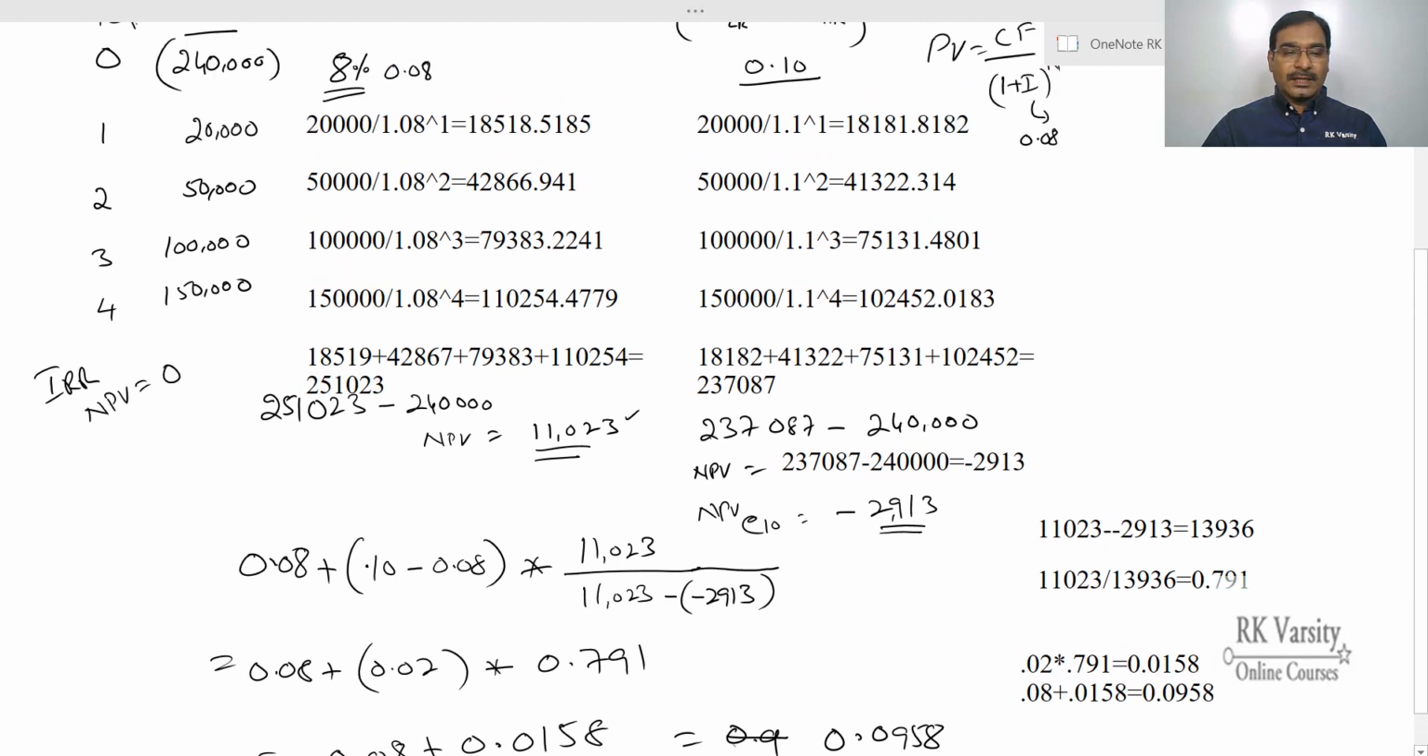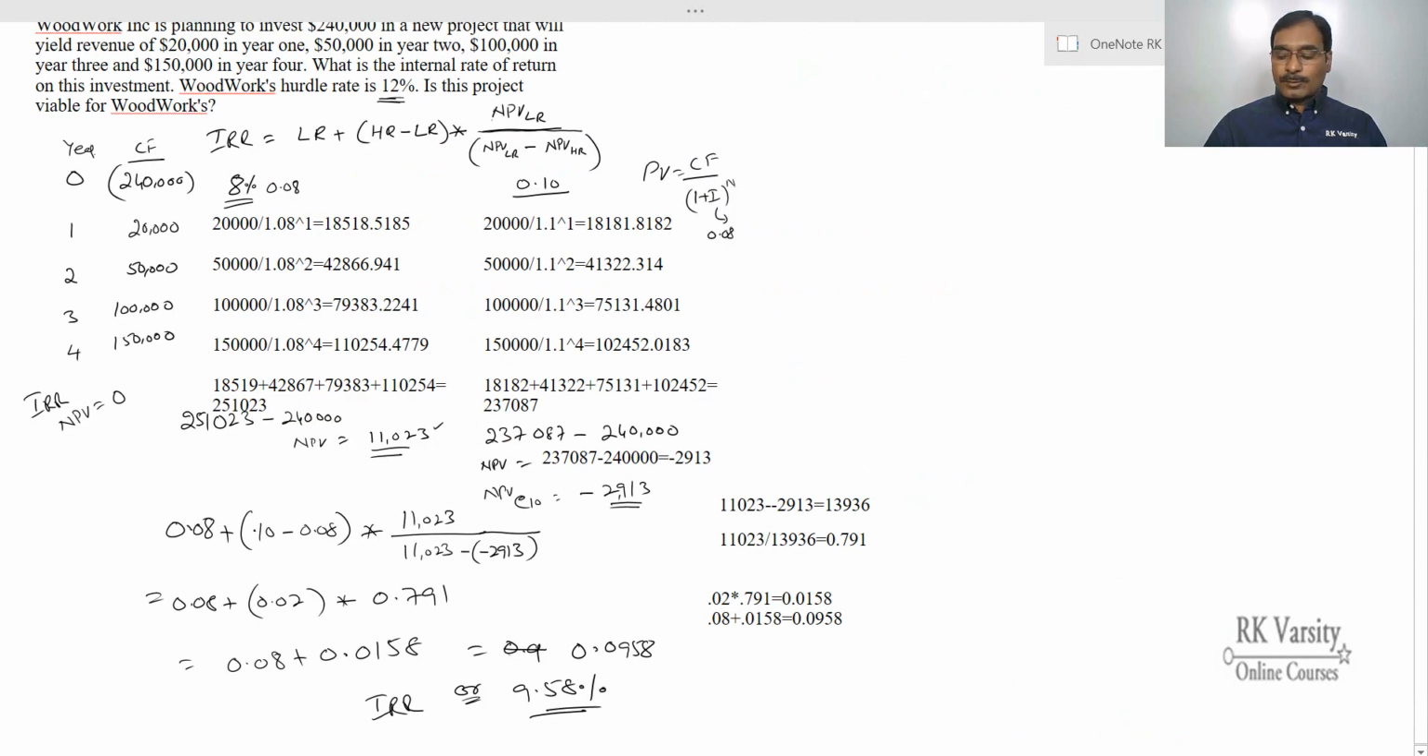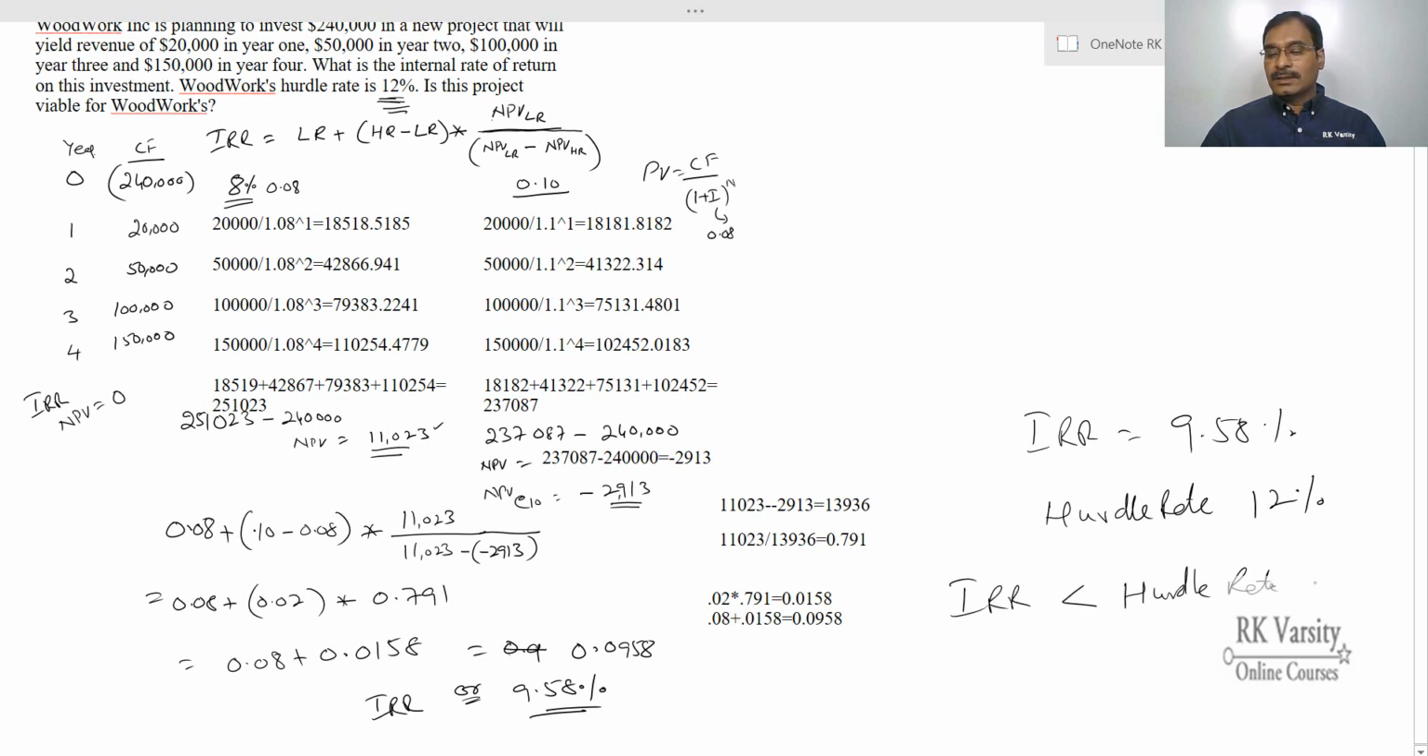Now what is the hurdle rate here? The hurdle rate of the project is 12%. IRR is 9.58%, whereas the hurdle rate is 12%. As IRR is less than the hurdle rate, we reject the project. If IRR were greater than the hurdle rate, then we would accept the project. In this case, IRR is less than the hurdle rate, so Woodworks should not go for this project.